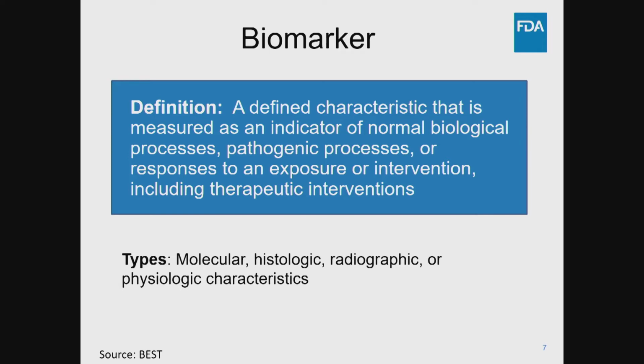So BEST defines biomarker as a defined characteristic that is measured as an indicator of normal biological processes, pathogenic processes, or response to an exposure or intervention, including therapeutic interventions. And they recognize 5 different types of biomarkers, including molecular, so this could be a genotype of a patient, histologic, so this could be information from a slide from a tumor biopsy, radiographic biomarkers, such as imaging biomarkers, again, very useful in oncology as well as other settings, and physiologic characteristics. So this could be something such as blood pressure.